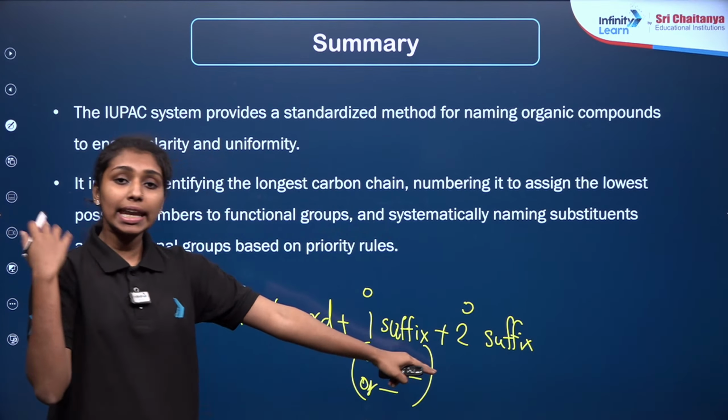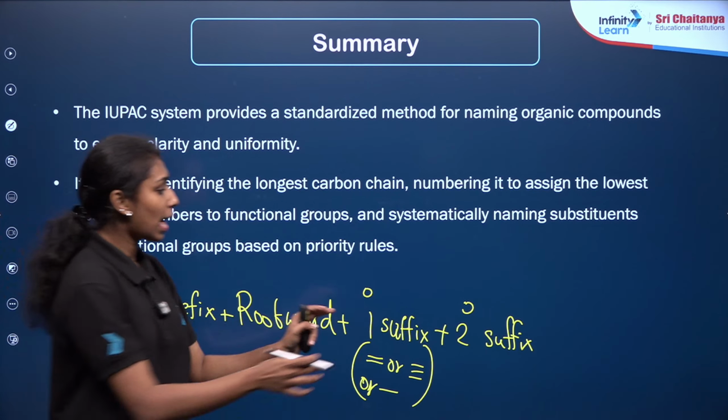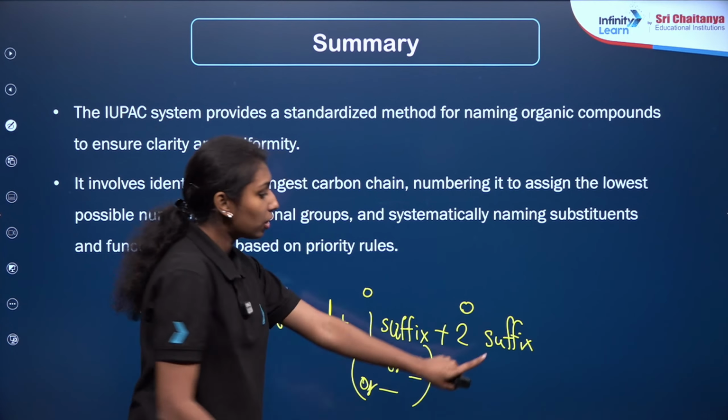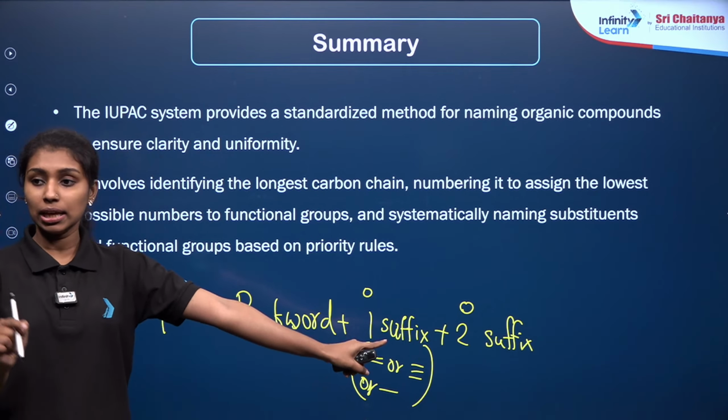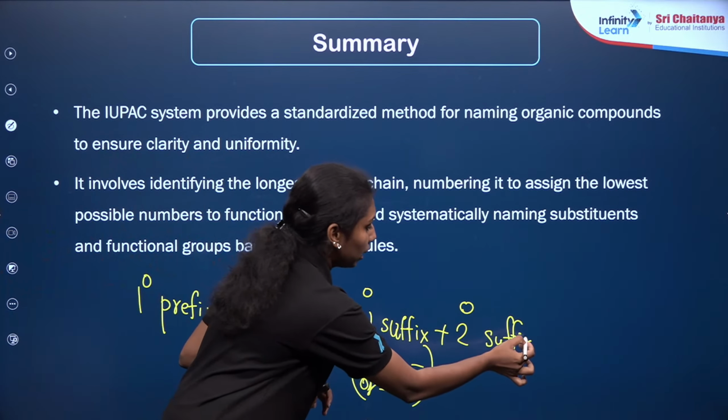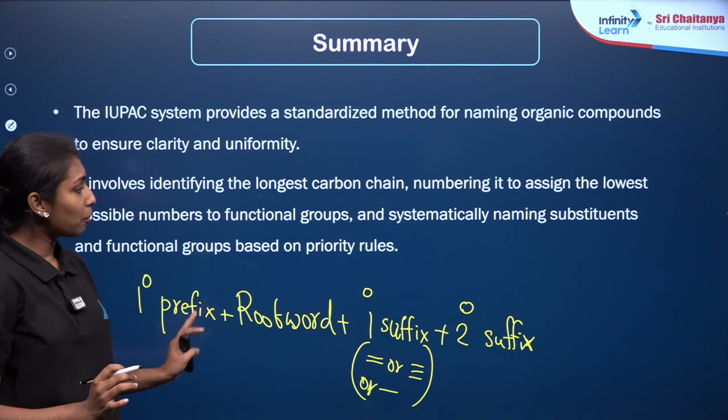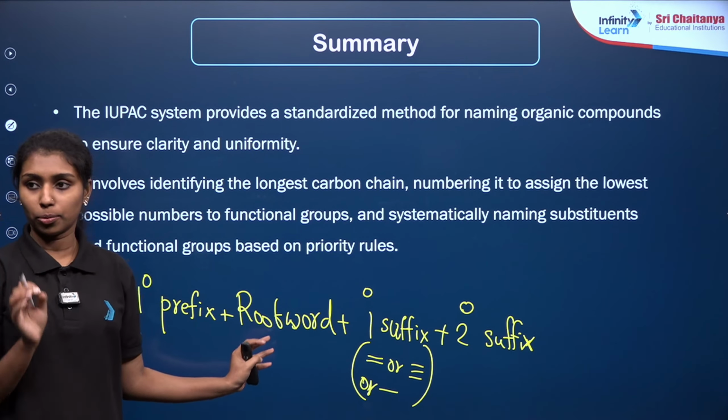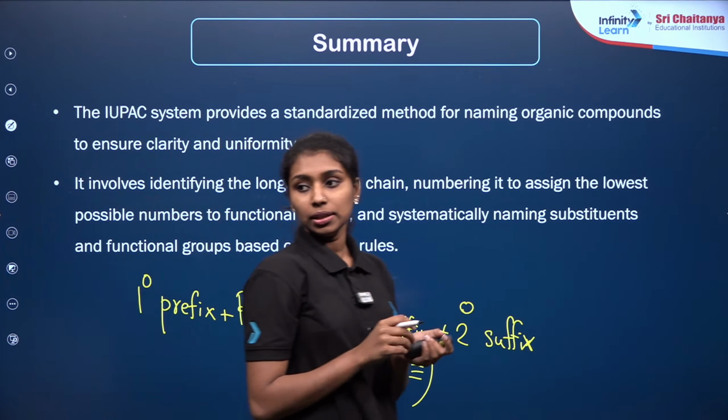Then if you are containing any functional group, most commonly it will be the OH group. It will be given as a secondary suffix along with the position of the carbon atom, right? So this will be the general idea about the IUPAC nomenclature of the common compounds. I hope you understand.